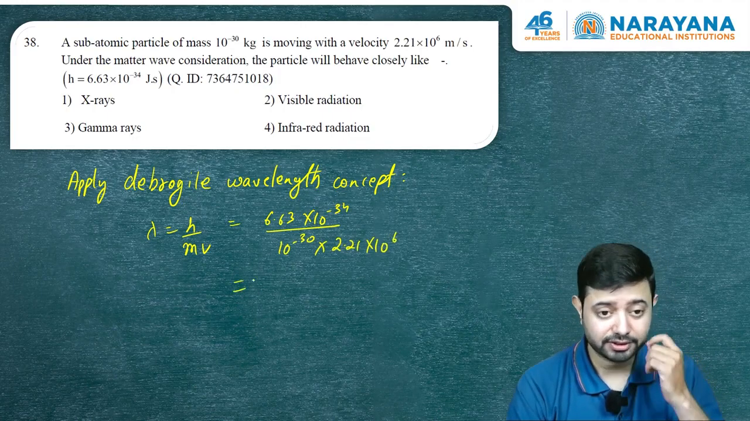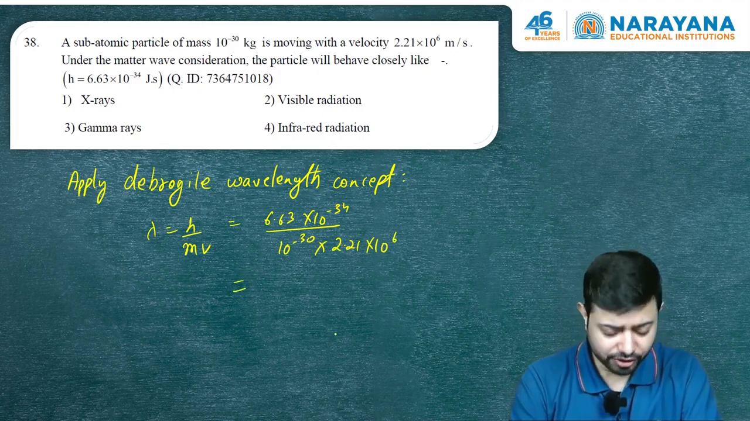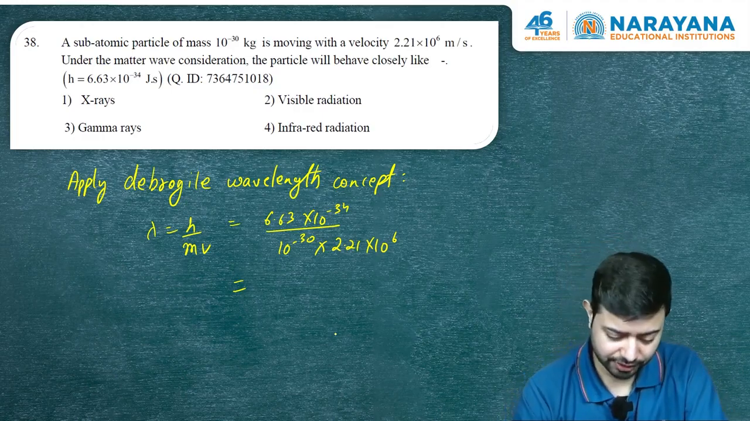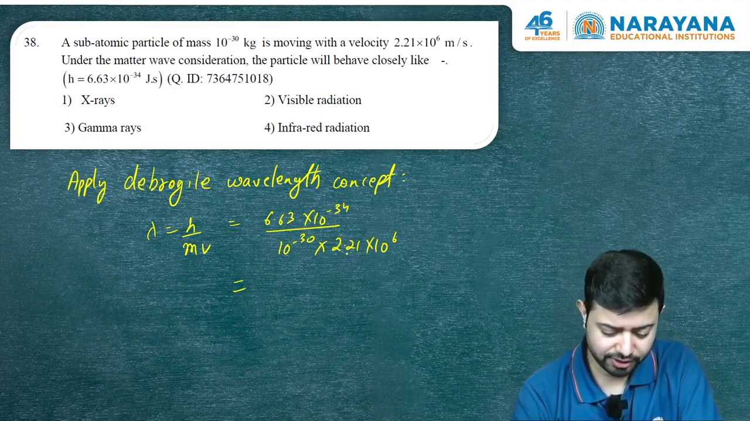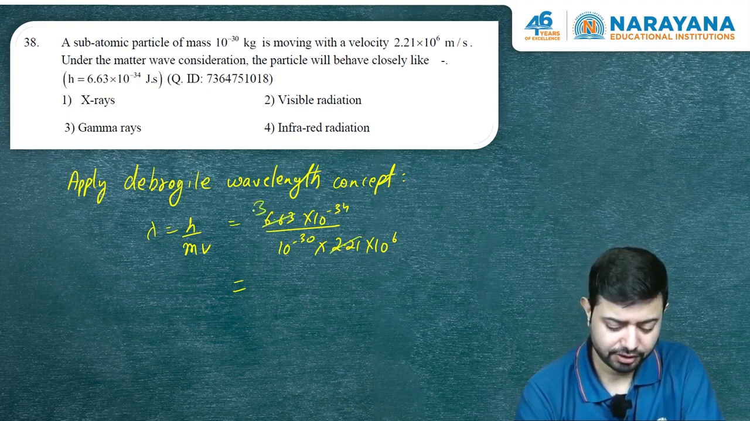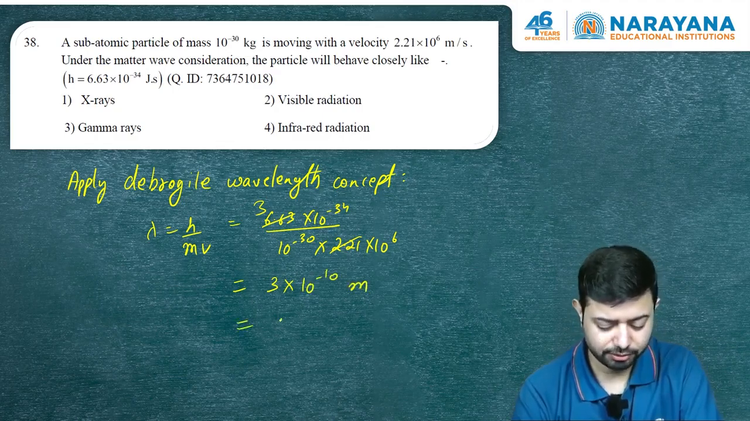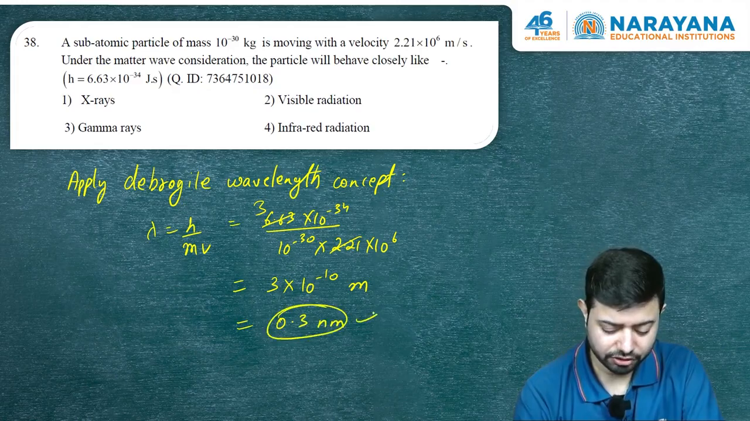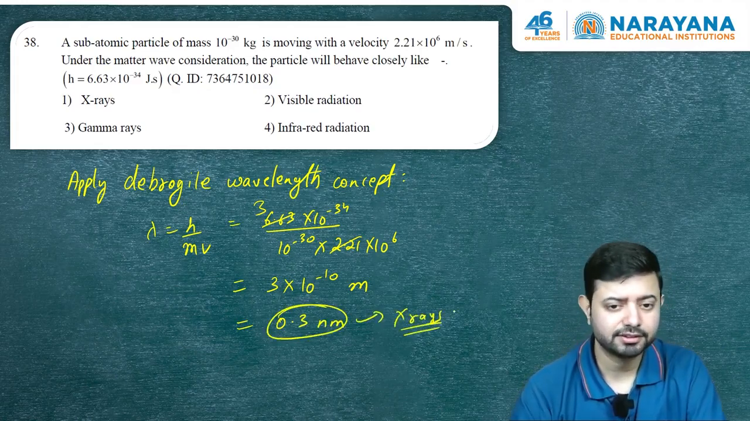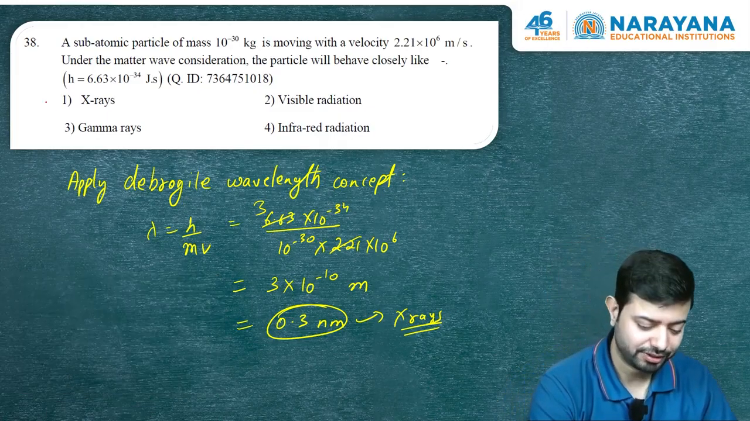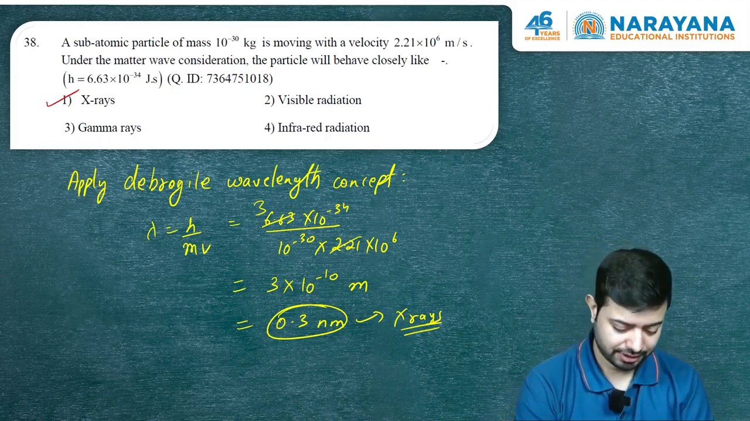Can you guess the order of the lambda over here? Let us see, because from the order of the lambda you can easily find which of the option is going to match with it. So, 6.63 upon 2.21, that is 3, and overall it will be 3 into 10 to the power minus 10 meter, that is going to be 0.3 nanometer. This is the range of X-rays, you can see it from the spectrum chart. This will be the range of X-rays, hence you will have the solution of the first option over here. I hope it is clear.